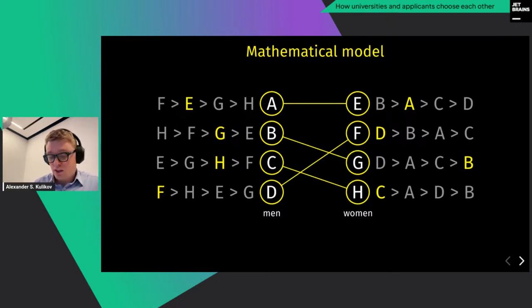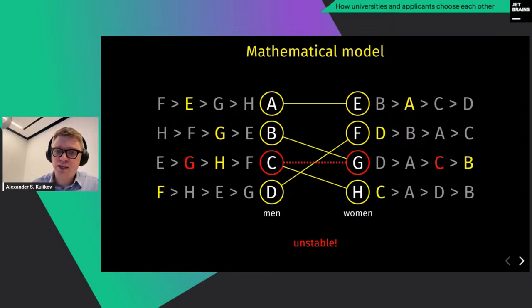So this particular matching is called unstable, and this is what we mean by saying unstable. In this particular case, the pair CG is an instability in the following sense. As we see here, it is highlighted in red. The man C prefers woman G.